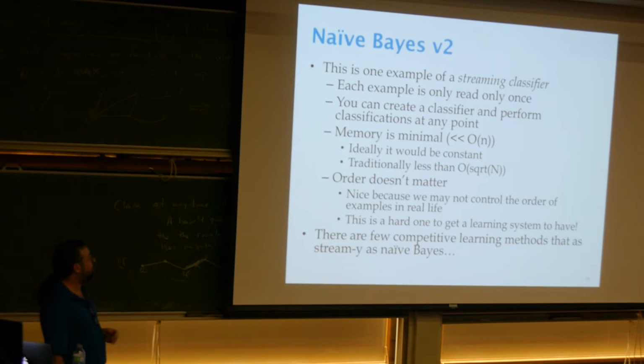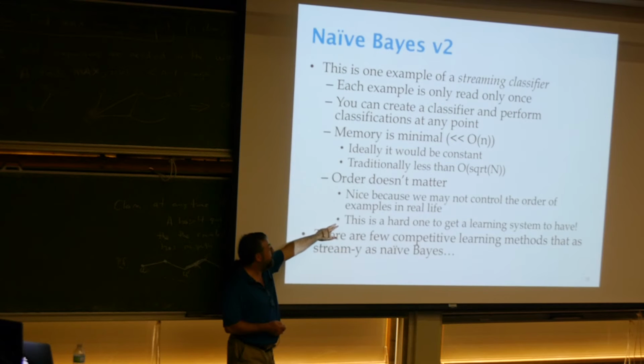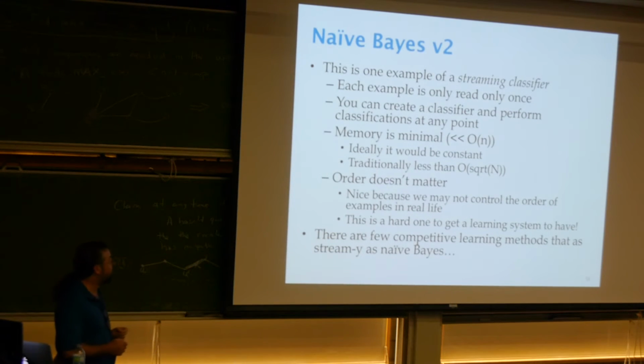Usually, we'll assume it's not more than the square root of the size of the data, because it turns out to be a convenient assumption that a computer's RAM memory is about the square root of its disk memory. Ideally, the order doesn't matter. In real life, of course, we may not be able to control the order of the examples, and changing the order of examples if you have a billion examples will take a little bit of time. If you have to sort them or even randomly reorder them, that could be an expensive operation. This is actually a really hard property to get a learning system to have. Naive Bayes is unusual in that order doesn't matter. So naive Bayes is sort of like the ultimate streaming learning algorithm. It satisfies all these things very nicely.